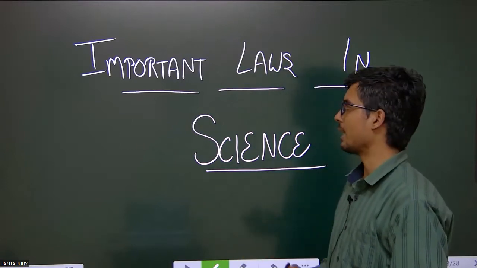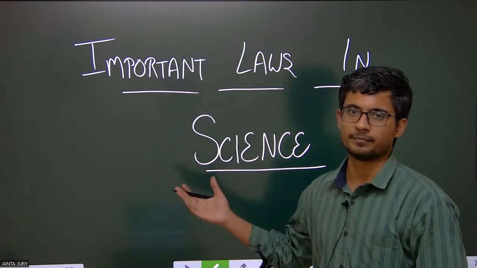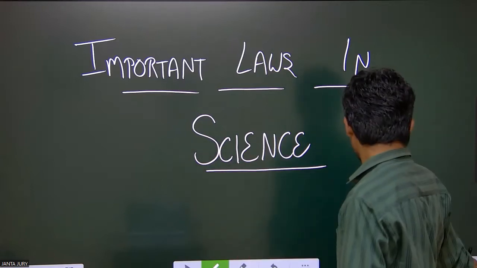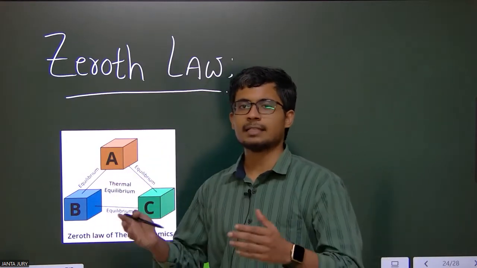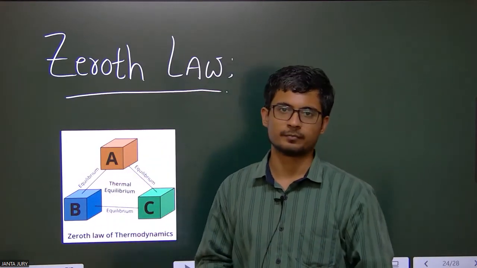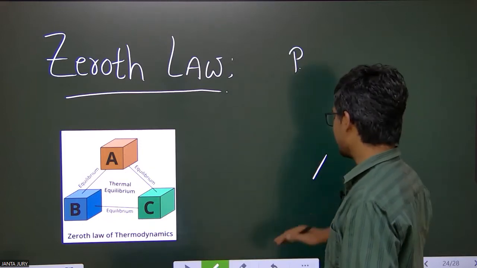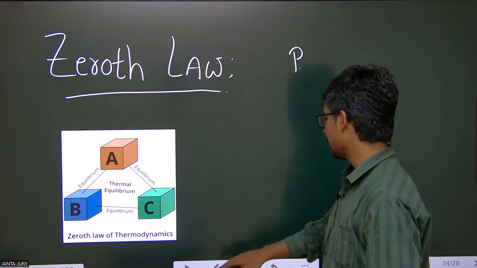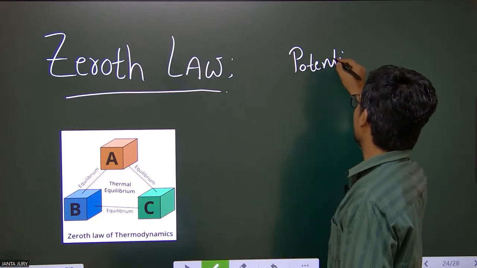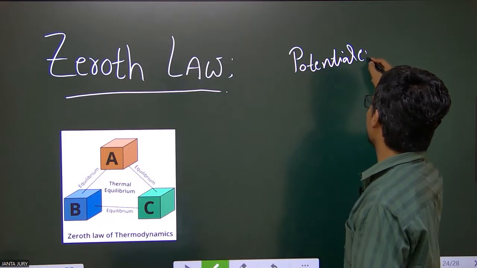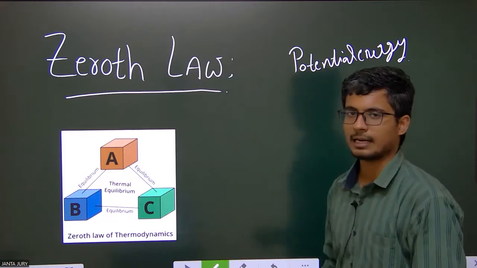Now we will start with important laws in science, and today's topic is heat. We will be discussing heat. First of all, the very basic topic of heat is the zeroth law. Heat is actually like a potential energy, with a characteristic similar to it. How is the characteristic similar to it?